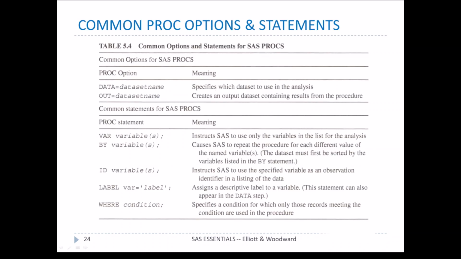All right, let's look at some of what these options and statements are. The options at the top of this table we've seen before, the data, and then the out, which we've seen for PROC sort, for instance, creates an output file. The statements, we've seen some of these, the var statement, the by statement we saw used in PROC sort. We're going to look at an ID statement in just a minute. We've seen the label statement and how it works, create a label, and then also we'll look at the where condition in this chapter.